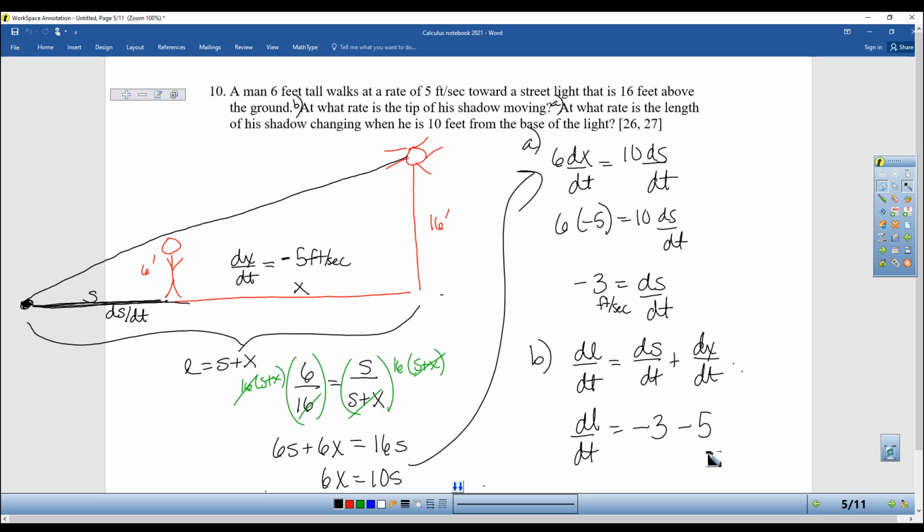We've already learned dx/dt was negative 5. So overall, how fast is this shadow moving? Think about it. This one is decreasing at a rate of negative 3, and his walking speed is decreasing at a negative 5 rate. So overall, this tip is moving at a rate of negative 8 feet per second.